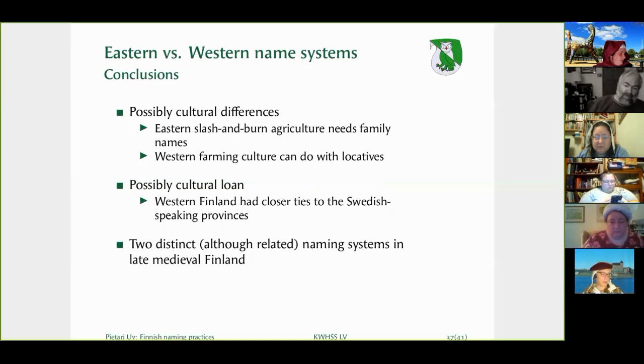But the bottom line is I think it's pretty clear that we can talk about Eastern and Western Finland having distinct, although closely related personal name systems in late period.